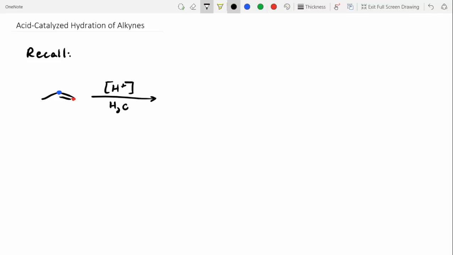Blue. All right. Here's the addition product. It's going to do Markovnikov addition. What if we wanted it to do anti-Markovnikov addition? What reagents would we use?